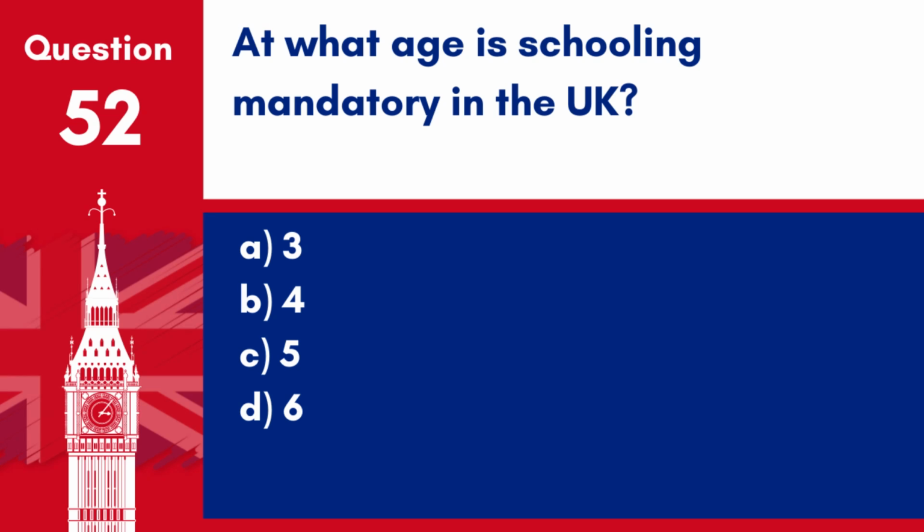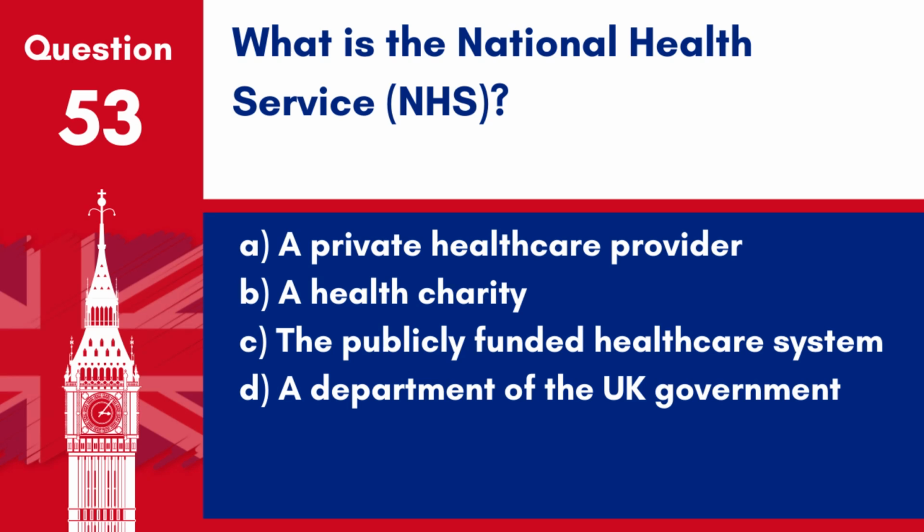A. 3. B. 4. C. 5. D. 6. Answer: C. 5. In the UK, children are required to start schooling at the age of 5. Question 53. What is the National Health Service, NHS? A. A private healthcare provider. B. A health charity. C. The publicly funded healthcare system. D. A department of the UK government.